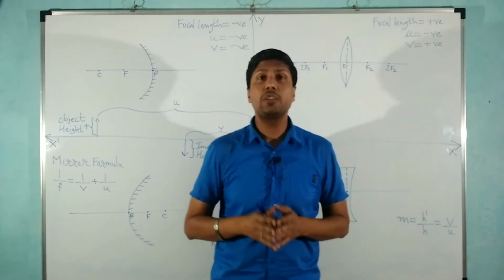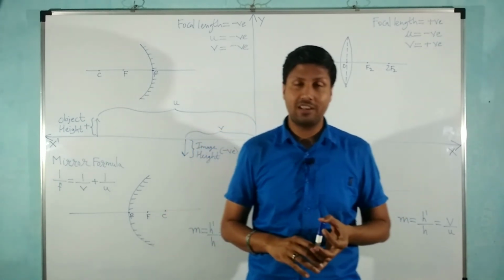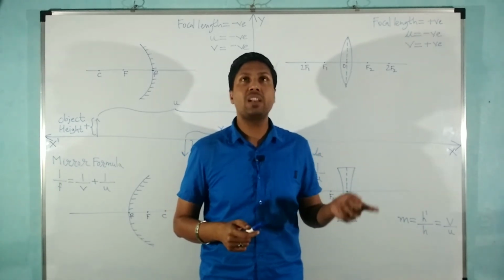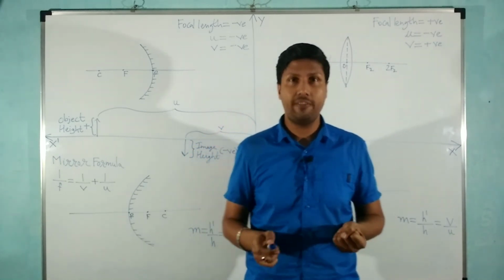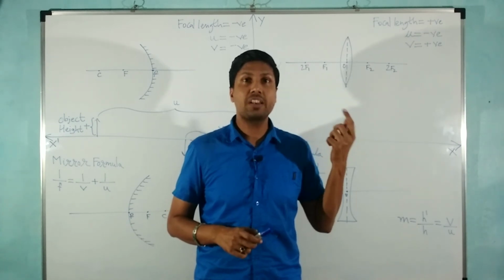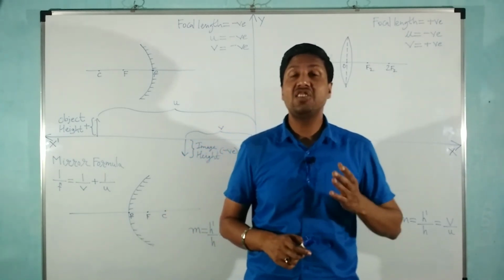Other than this, there is only one formula, Snell's law, that is sin i upon sin r is equal to a constant. And there is also one more formula, the power of a lens, P, which is equal to 1 upon f. That is the only formula remaining. So we need all these formulas and concepts before starting the numericals of the light chapter.